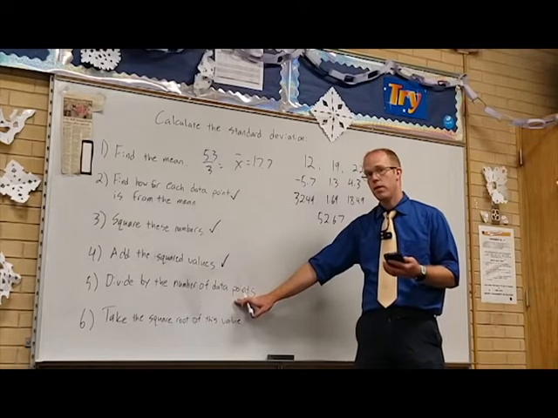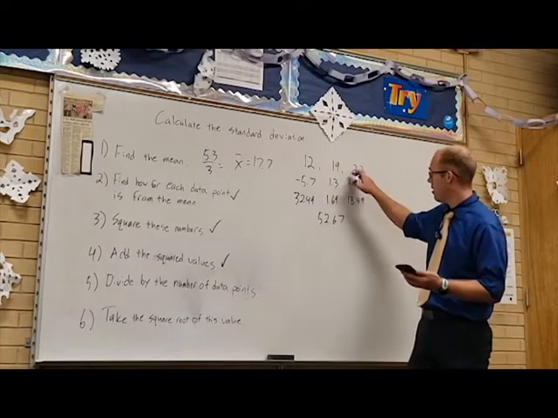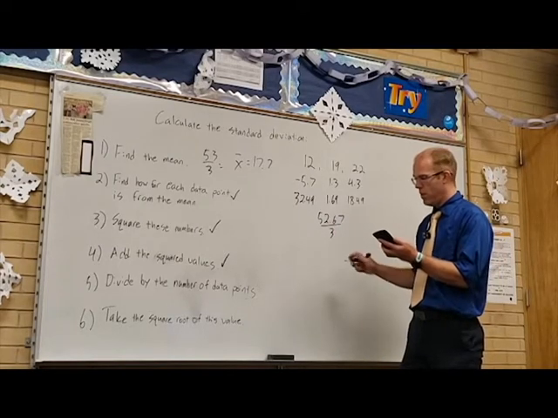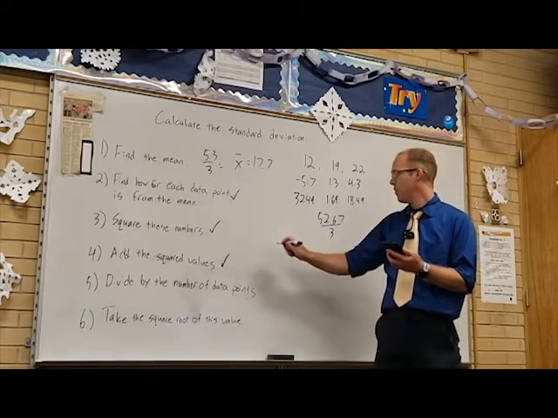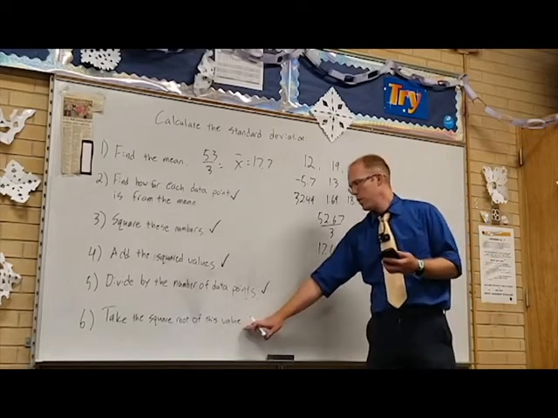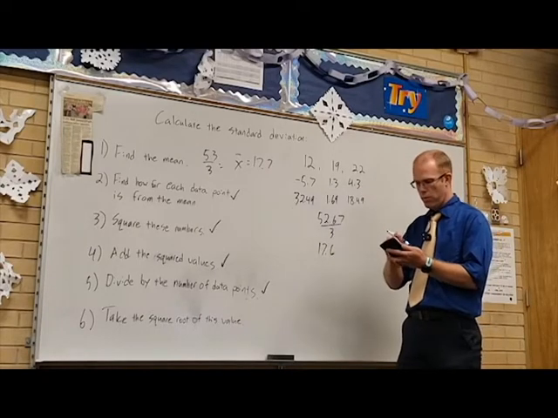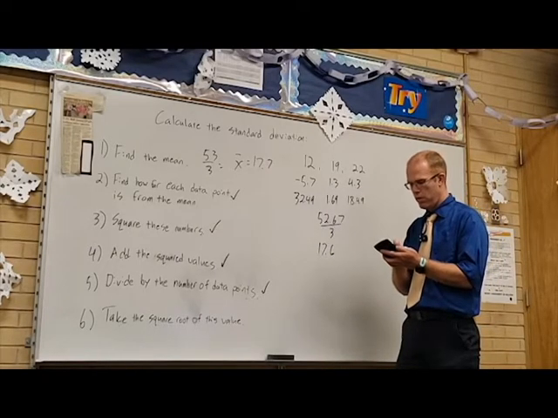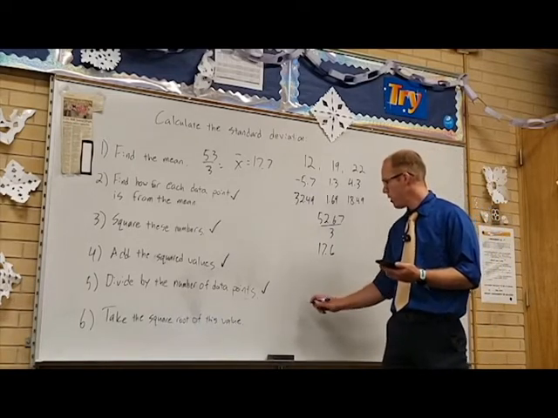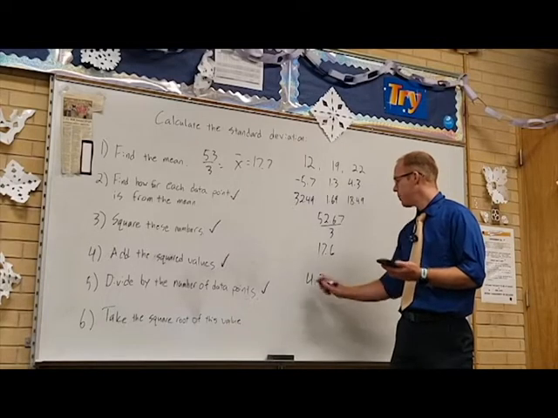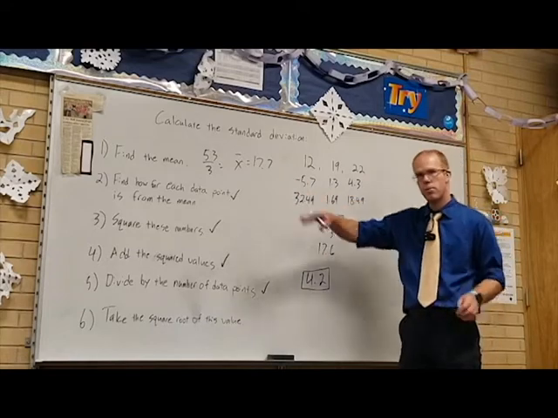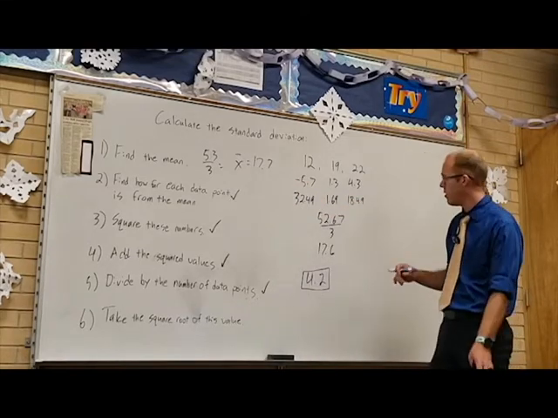Next, we're going to divide by the number of data points, which is 3 in this case. So 52.67 divided by 3 is 17.6 if we round it. So 17.6. We're done with that. And then we're going to take the square root of this value. So the square root of 17.6 gives us a total of 4.19. We'll just round that to 4.2. So our standard deviation is 4.2, and we're done with calculating that. So you can see this is pretty extensive. We'll do it on the computer again in just a second.